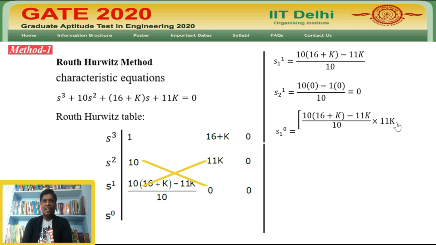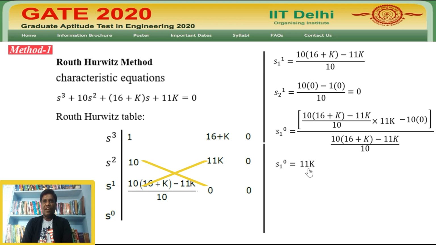Into 11k minus 10 into 0, and the whole divided by 10 into 16 plus k minus 11k divided by 10. After simplification, S1 power 0 is equal to 11k. This 11k will be filled in the last row and first position of the Routh-Hurwitz table.